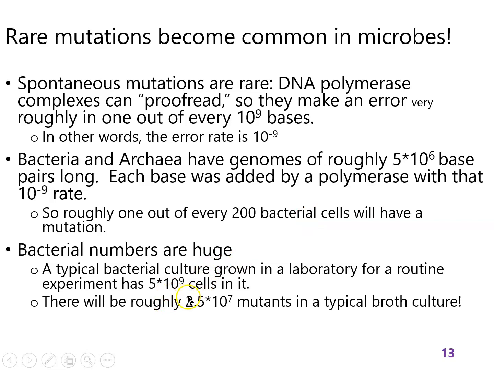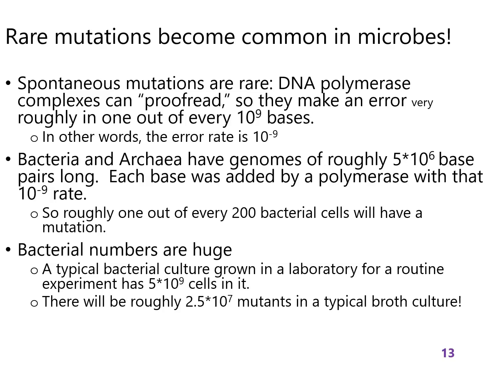What we get is 2.5 times 10 to the 7th mutants in a typical culture. How many is that? That's 25 million. So 25 million different mutants. What it basically boils down to is mutations are happening everywhere all the time. Within my test tube, if I want to find a cell that has a mutation in any particular gene, there's one in there.